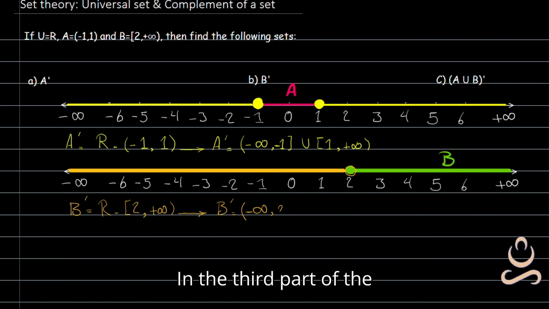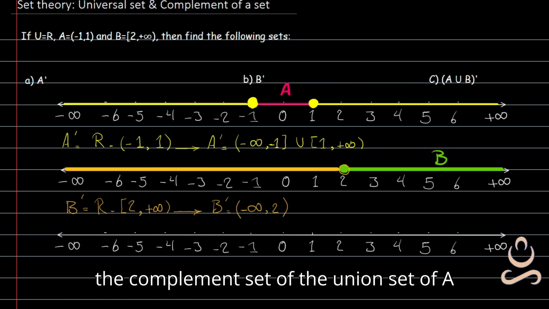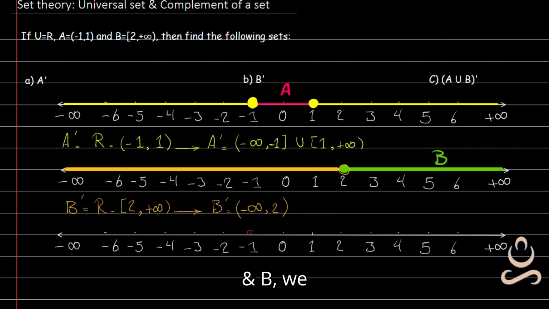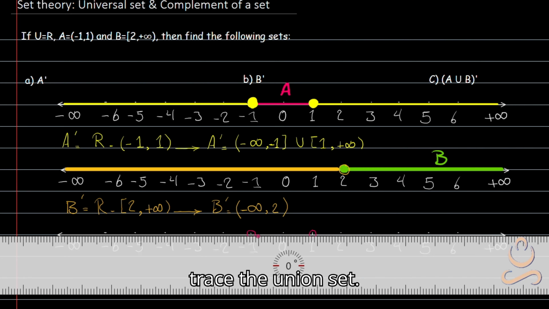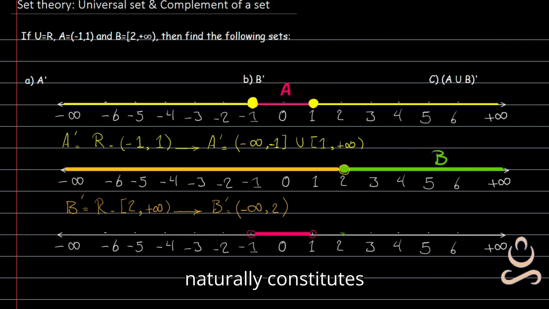In the third part of the exercise, to determine the complement set of the union set of A and B, we first identify and trace the union set. The remaining part naturally constitutes the complement set.